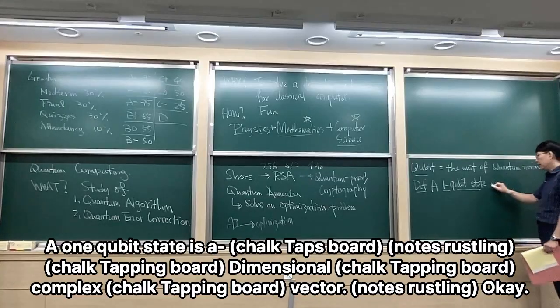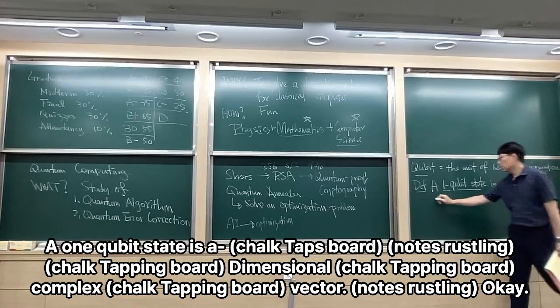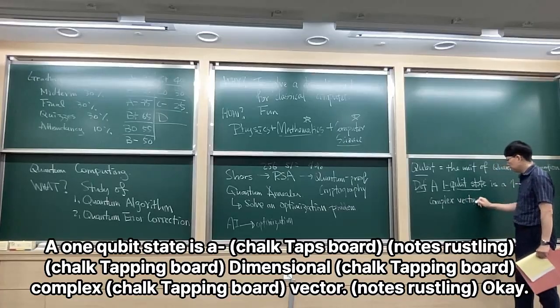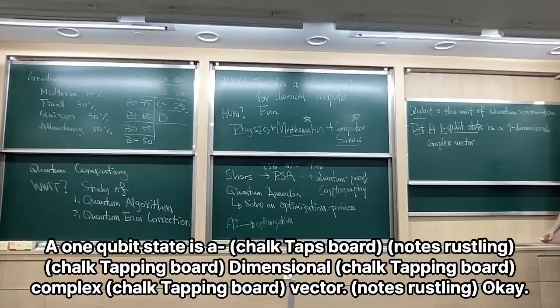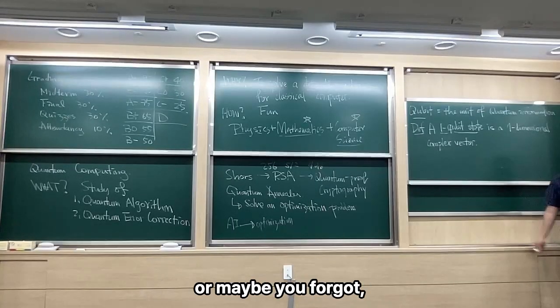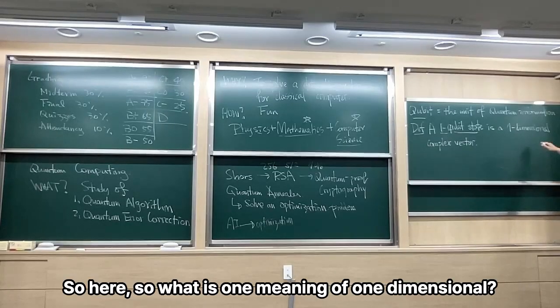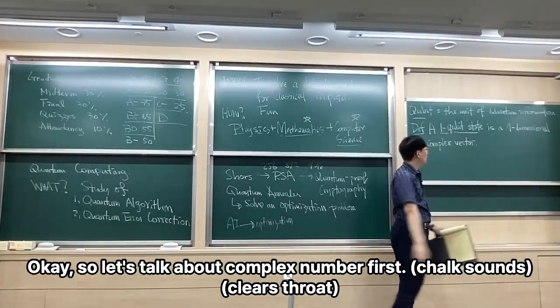A 1-qubit state is a one-dimensional complex vector. Here are lots of terminology you might not be familiar with, or maybe you forgot. So I just want to introduce everything in detail, with full generality. What is the meaning of one-dimensional? What is complex? What is a vector? Okay, so let's talk about complex numbers first.